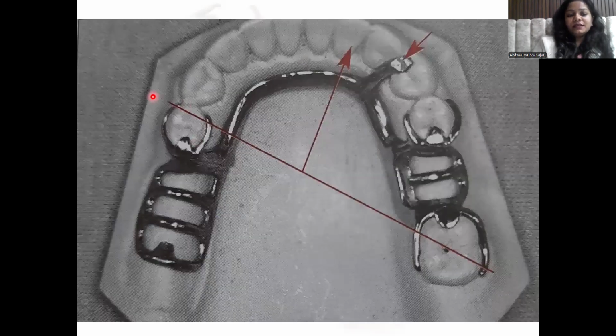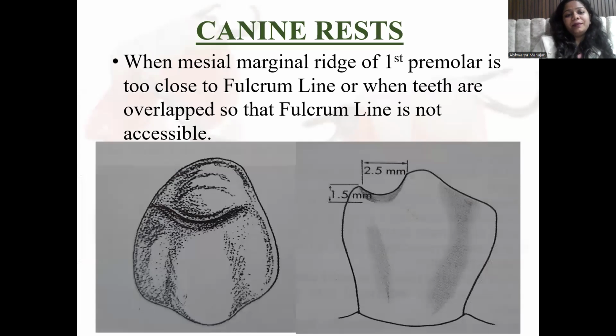So here we can see this is the fulcrum line, which is directed from both the primary direct retainers. So the indirect retainer should be placed perpendicular, as far away as possible. In this situation, it should be given on a lateral incisor, but a lateral incisor comparatively is not a strong abutment. So instead of placing it here, we have placed it between the canine and premolar, because these are strong abutments.